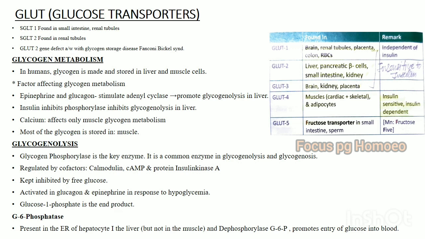Glucose 1-phosphate is the end product in glycogenolysis. G6 phosphatase is present in the endoplasmic reticulum of hepatocytes in the liver and not in the muscles, and it promotes entry of glucose into the blood.